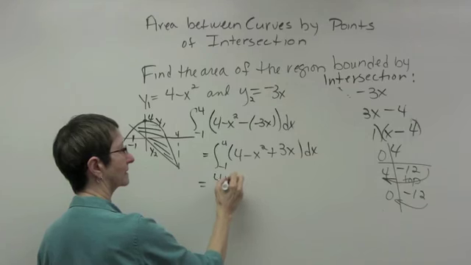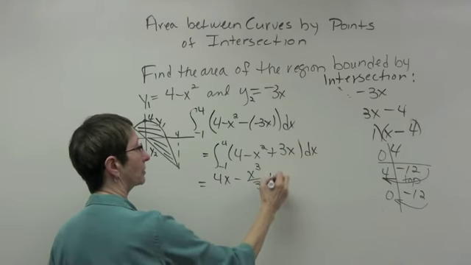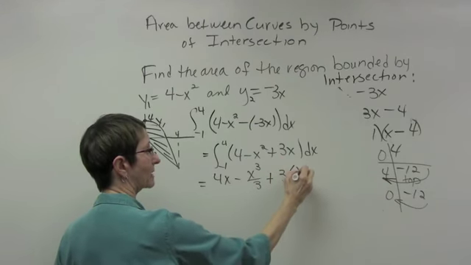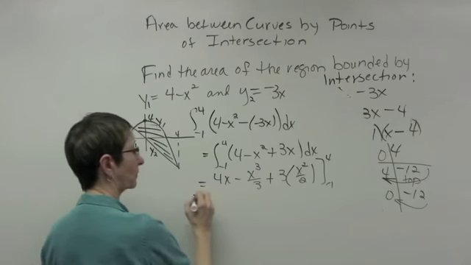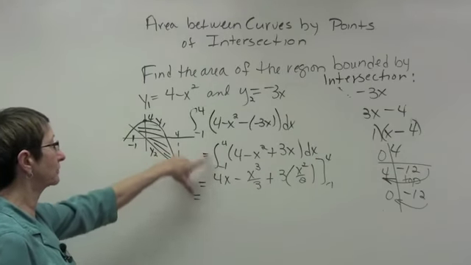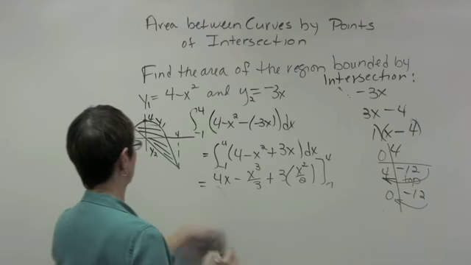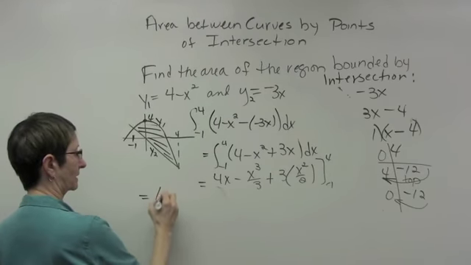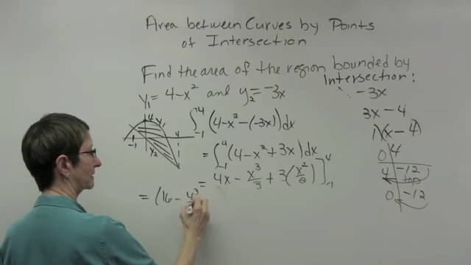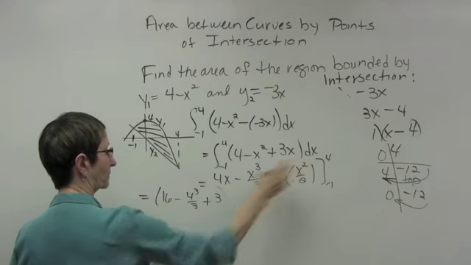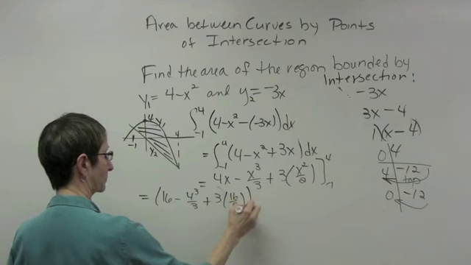Antiderivative: 4x minus x to the third over 3 plus 3 times x squared over 2. And this goes from negative 1 to 4. If you put the 4 in first, back way over here, 16 minus 4 cubed over 3 plus 3 times 4 squared, which is 16, over 2. That's the first part, minus.